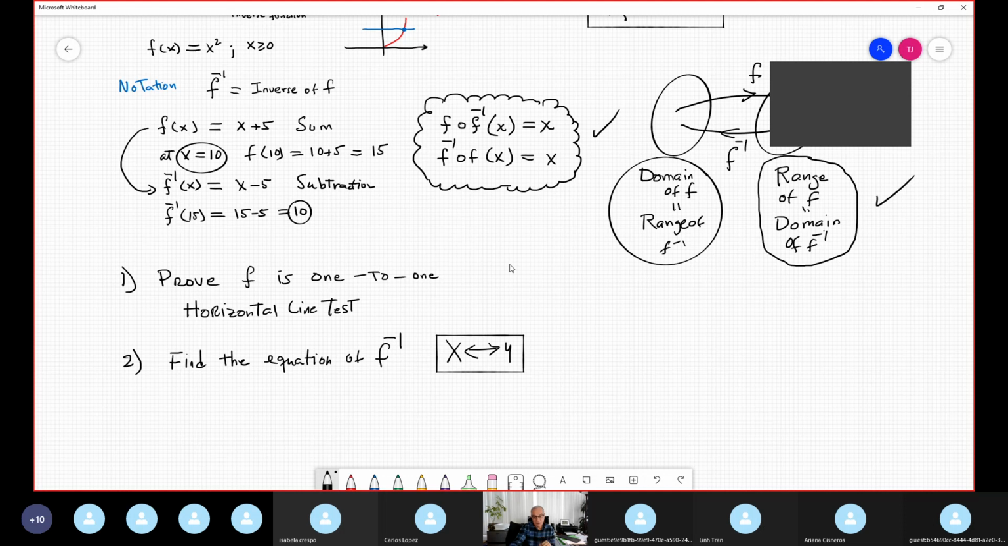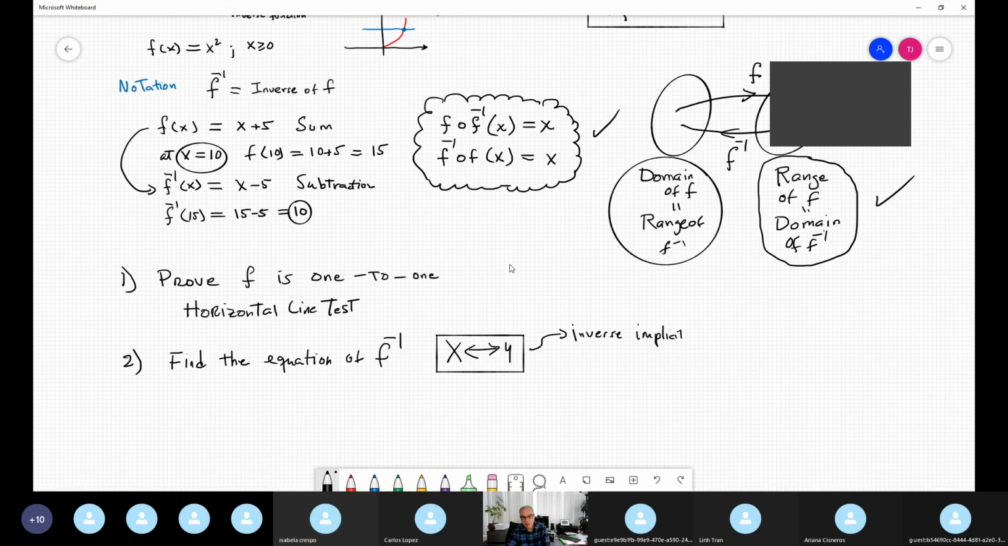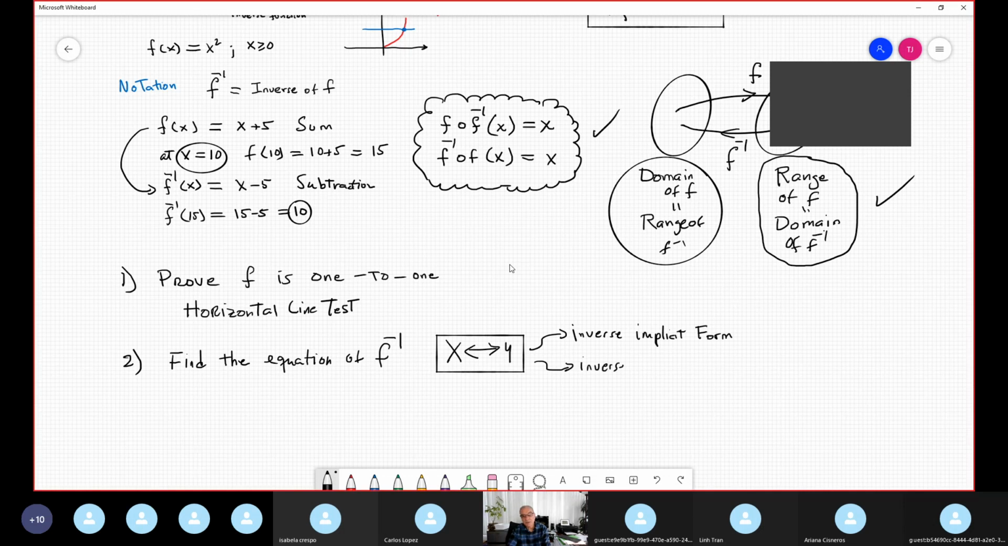But maybe it's the inverse in implicit form. Remember, implicit means that Y is not isolated. So it's not good to see, and you need to apply some algebra in order to express it in explicit form. Inverse and explicit. Remember, the word explicit indicates that Y is isolated.